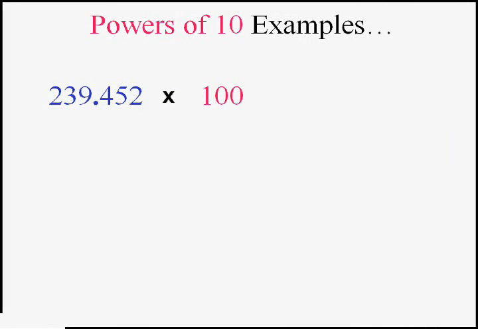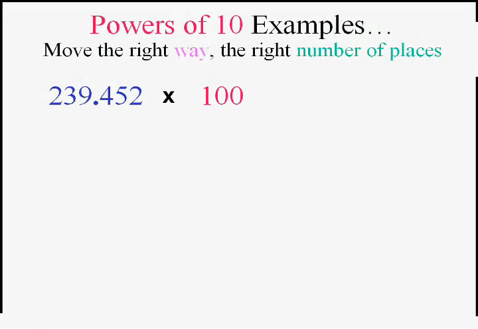Let's try some. I'm going to mix them up to keep you honest. In this first problem, we're going to go to the right because we're multiplying. Now, how many places are we going to go to the right? We're multiplying by 100, 2 zeros. We'll go over 2 places. And the answer will be, let's see, 23,945 and 2/10. We just moved over 2 places to the right.